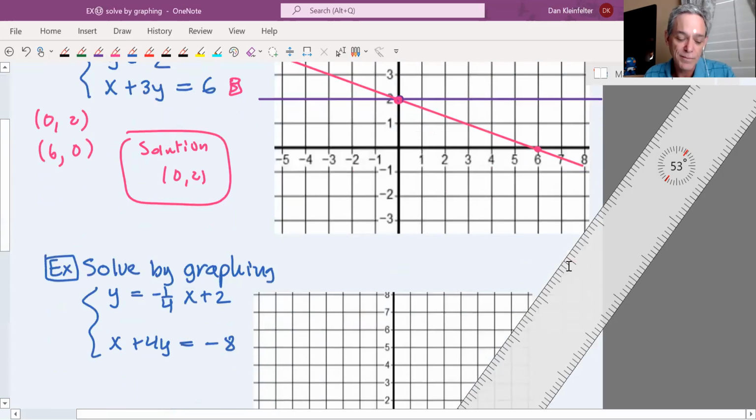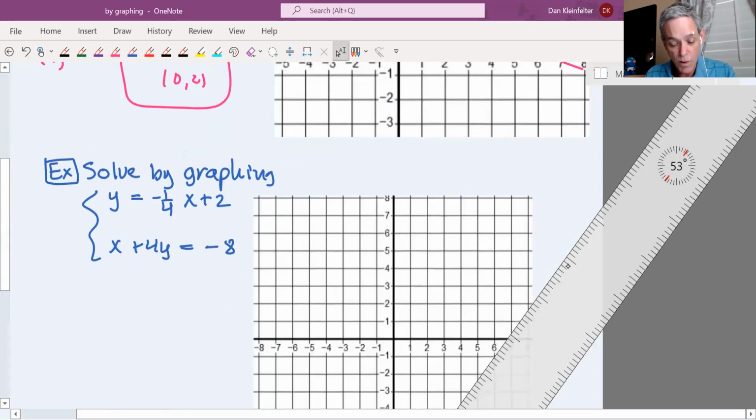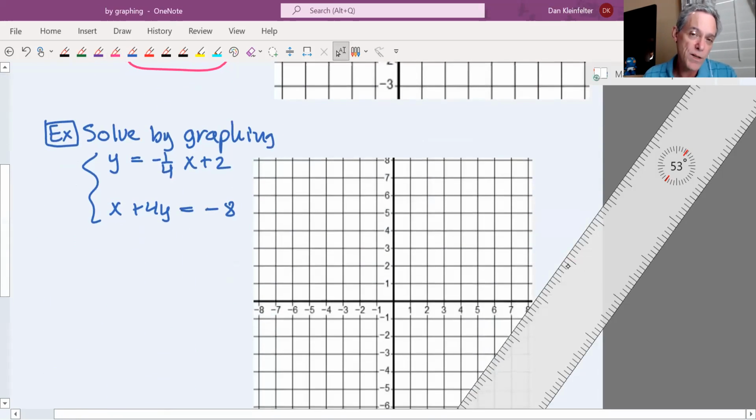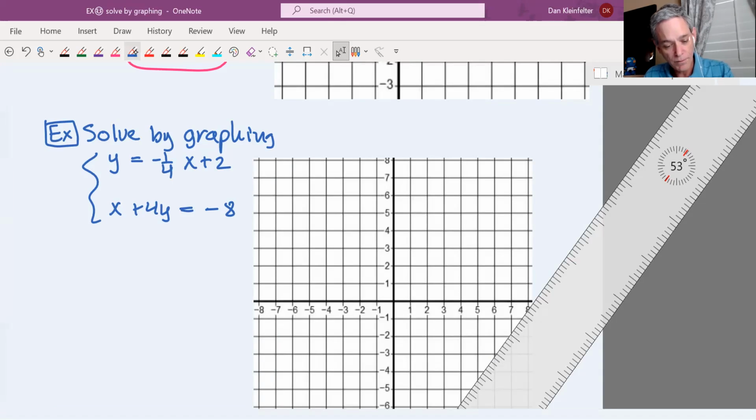All right, let's solve one more by graphing. This time, why don't you pause the video and try it yourself, and then restart the video and see how you did. Okay, so the first one is in slope-intercept form, so I'm going to use the slope and intercept to graph it. The y-intercept is 2, and the slope is -1/4. So I can go down 1 and right 4. That looks like a good choice. I'll go down 1 and right 4.